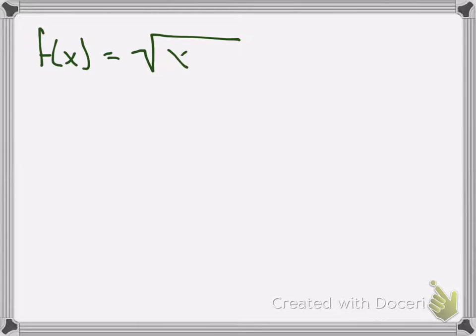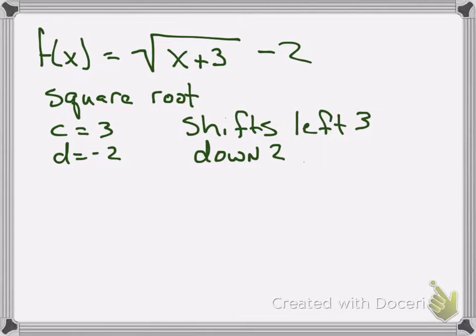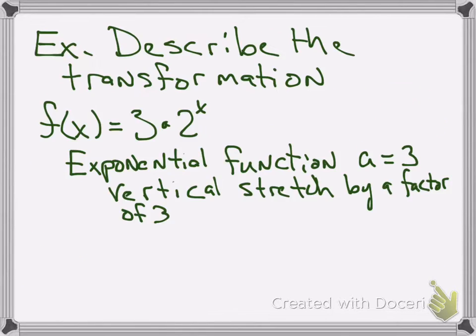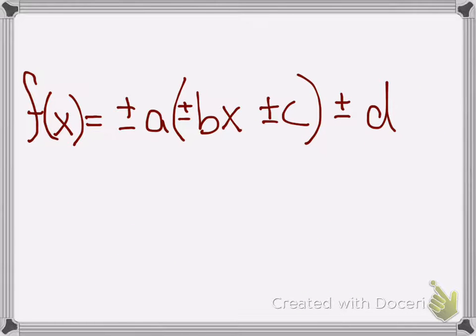Next one, let's make it a little bit longer. Notice I've got a square root now. Notice that these are the C and D's. It's a square root function. C is equal to 3, D is equal to -2. Notice that they're keeping the minus with that. So this is a shift. The plus 3 means it goes to the left 3. The negative 2 means it goes down 2. And there you go. Then we can talk about reflections and things like that, but that pretty much sums it up. So let's go back to the beginning here and talk about this.